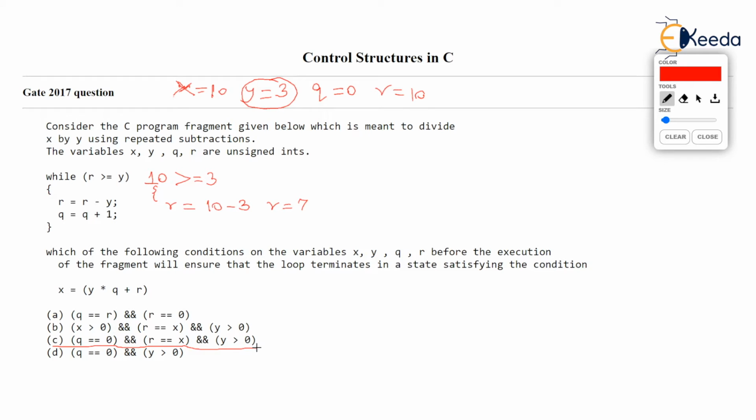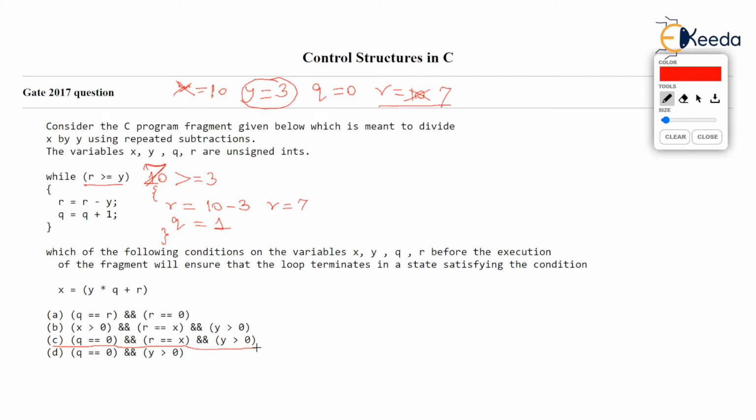Here I am updating r to 7. And q becomes q plus 1, so q becomes 1, that is 0 plus 1. And then the loop repeats. Now I'm going to overwrite this. Again, the while loop is going to check r greater than or equal to y. And what is the new value of r? Listen, r is 7 now. Observe the table above. R is 7.